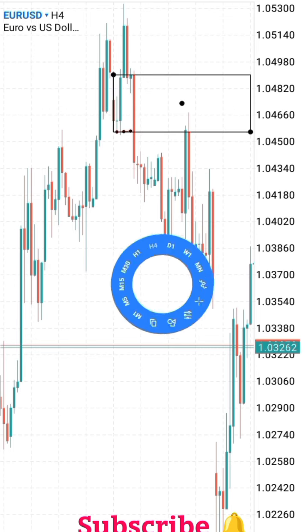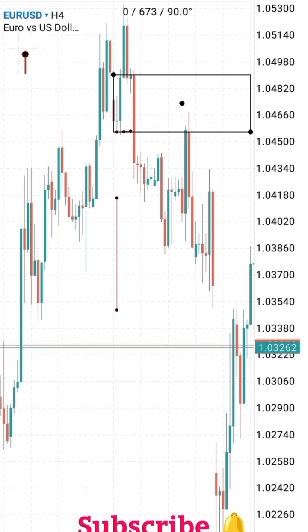So anytime price returns back to this block, this is where you take your entry. This is the breaker block. Your stop loss is supposed to be at the high here. Then you can target down. This is what we call a breaker block.